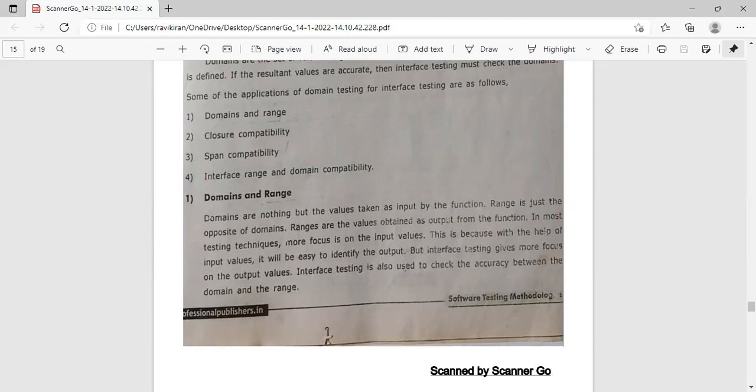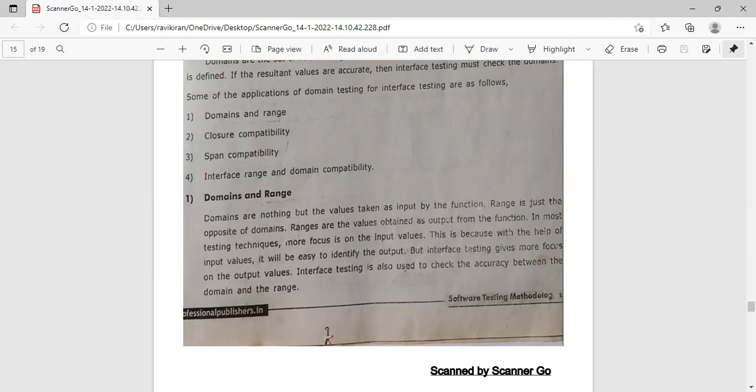Ranges are the values obtained as output from the function. Domains are inputs, ranges are outputs.